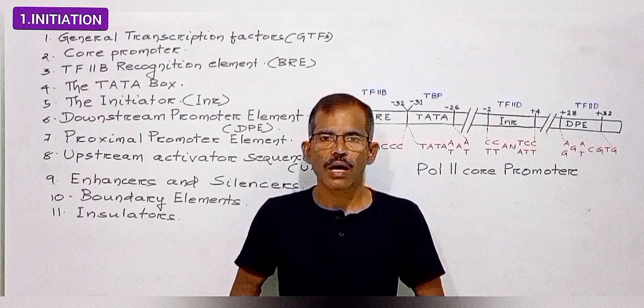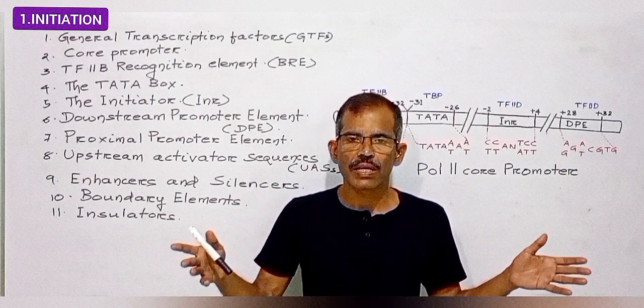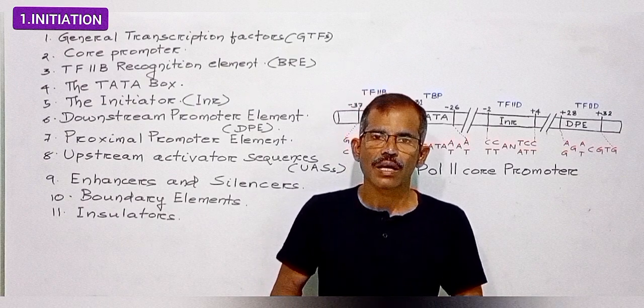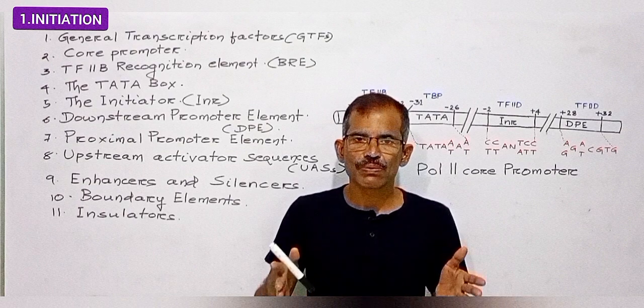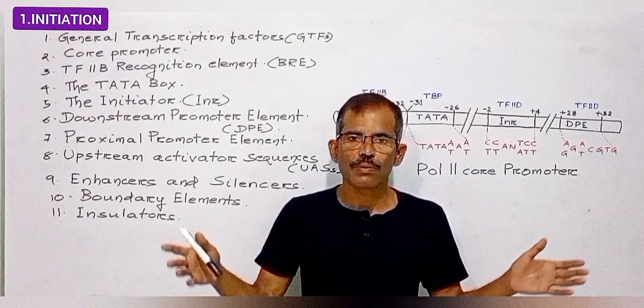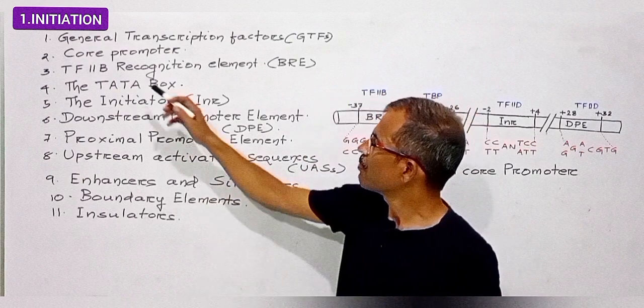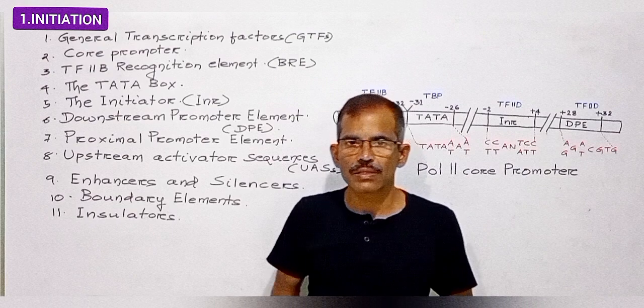Unlike bacteria, which require only one additional initiation factor, sigma, several initiation factors are required for significant and promoter-specific initiation of transcription in eukaryotes. These initiation factors are called general transcription factors.